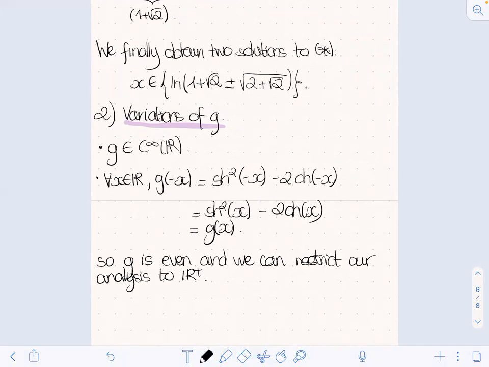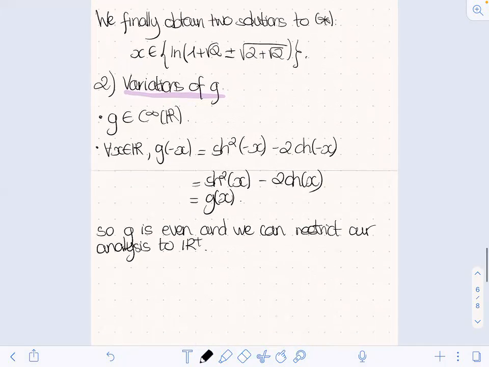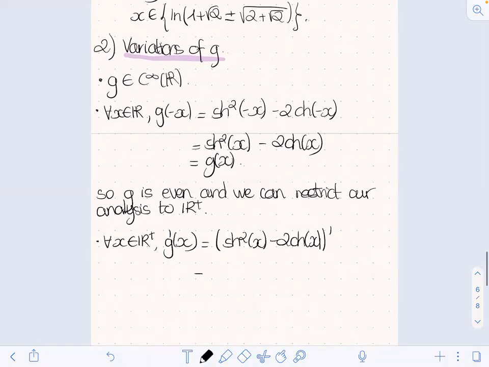With this in mind, we can compute the variations by using a variation table. And at some point, we're going to use question 1 to complete our variation table as well. Now, if we take x in R plus, g prime of x is equal to sh squared of x minus 2ch of x, prime. So what do you get when you differentiate this function here?